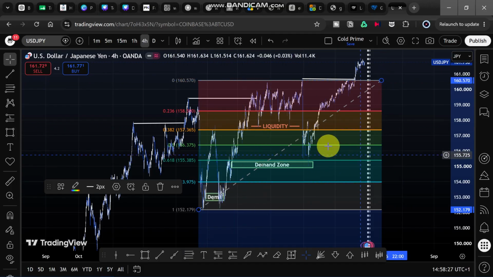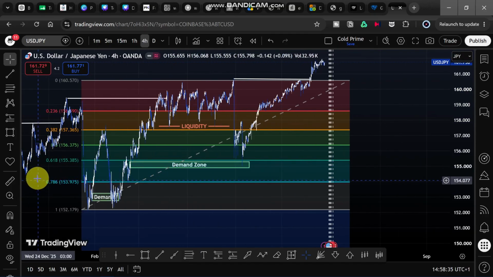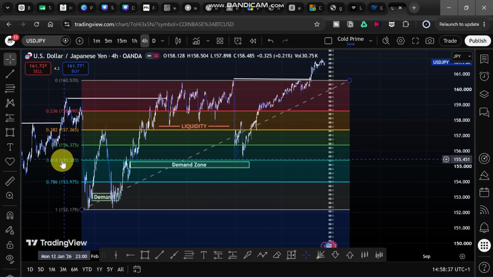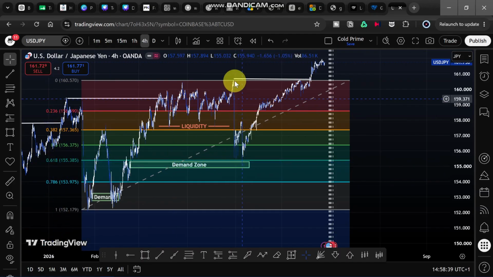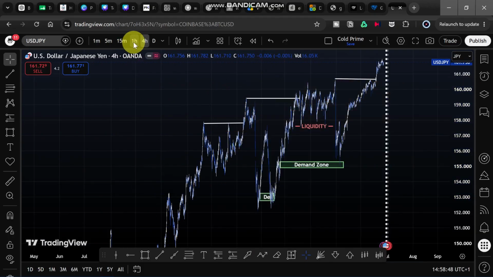We can confirm this with Fibonacci. Okay, so Fibonacci, you can see price tapped on this demand here and at the 0.618. If you look closely, you can see this is 0.618, right? It tapped on that. So as the market is coming to this demand zone and to this 0.618, we'll now be looking to go on the lower time frame for entries.